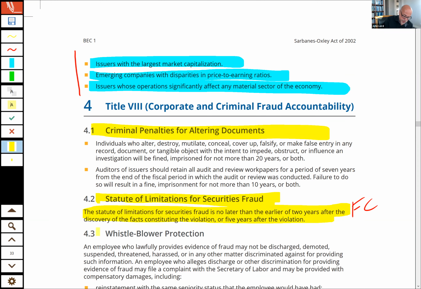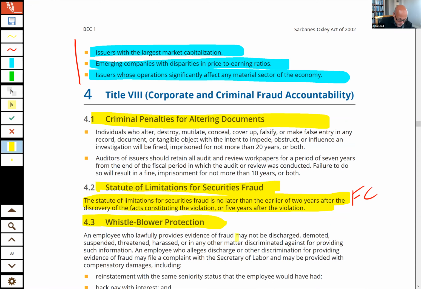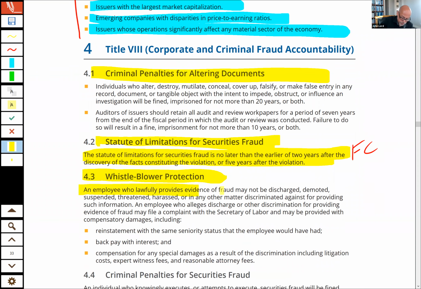Whistleblower protection. Again, can you say Enron? An employee who lawfully provides evidence of fraud may not be discharged, demoted, suspended, threatened, or harassed in any manner. And if that's the case, they can file a complaint with the Secretary of Labor. So the Department of Labor actually has some involvement in the calling out of what Sarbanes had. So it's a very large legislation dealing with many different parts of the federal government.